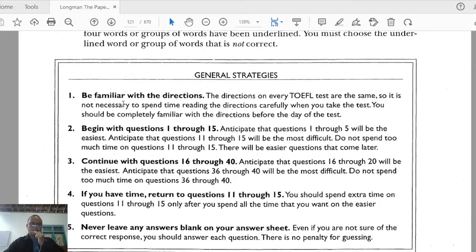Okay. So here we have general strategies. Number 1, be familiar with the directions. The directions on every TOEFL test are the same, so it is not necessary to spend time reading the directions carefully when you take the test. You should be completely familiar with the directions before the day of the test. Number 2, begin with questions 1 through 15. Anticipate that questions 1 through 15 will be the easiest.